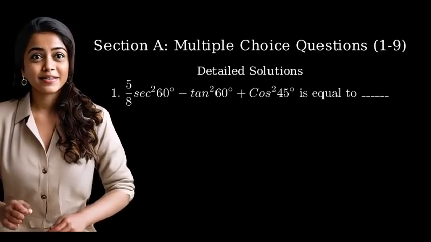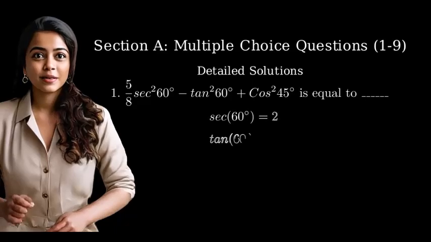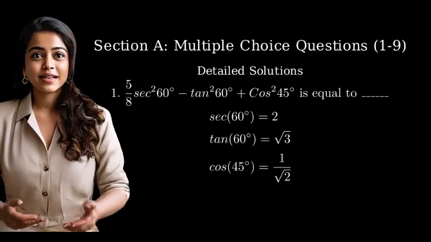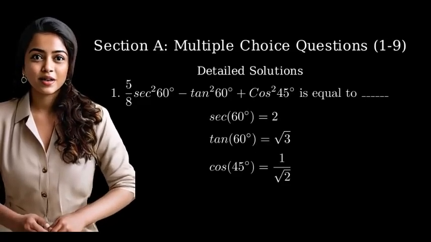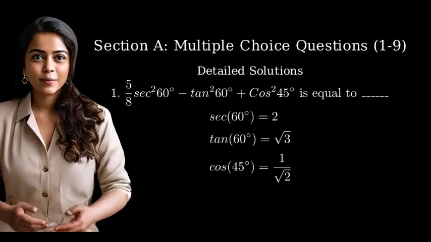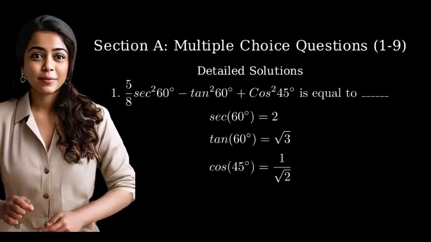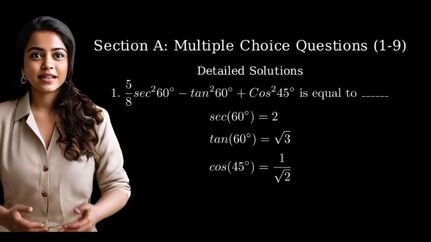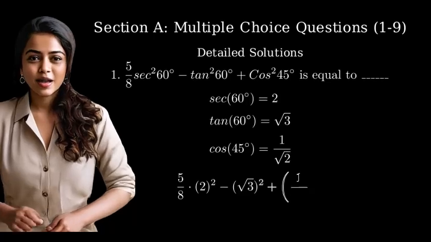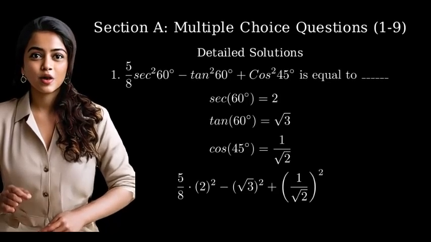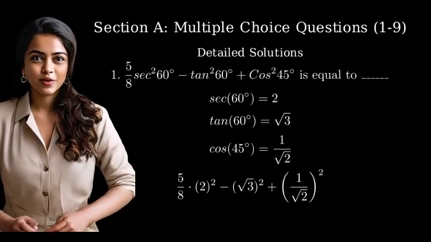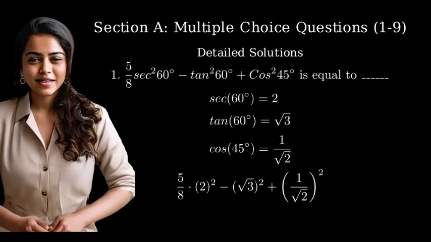First, let's recall some important values. Secant 60 degrees equals 2. Tangent 60 degrees equals square root 3, and cosine 45 degrees equals 1 over square root 2. Let's substitute these values. We get 5 over 8 times 2 squared minus square root 3 squared plus 1 over square root 2 squared. Now let's simplify.